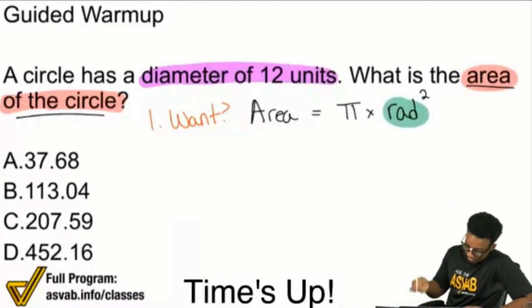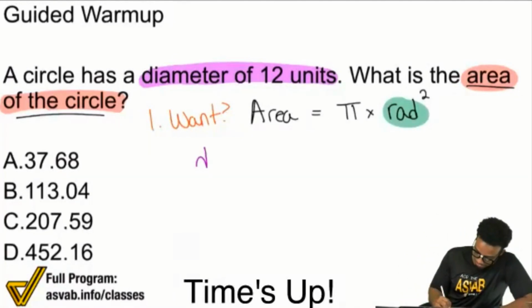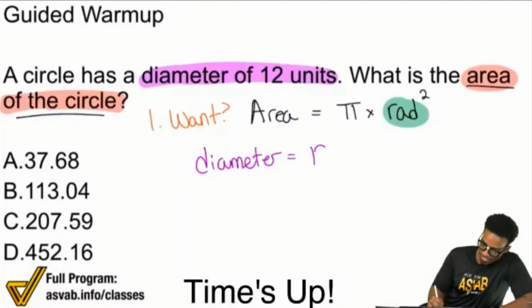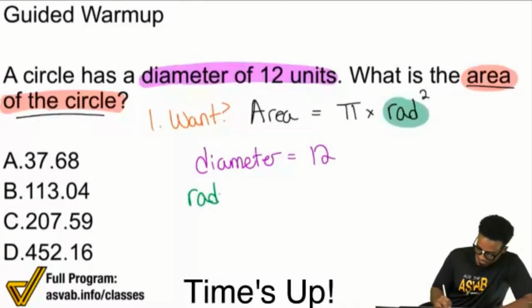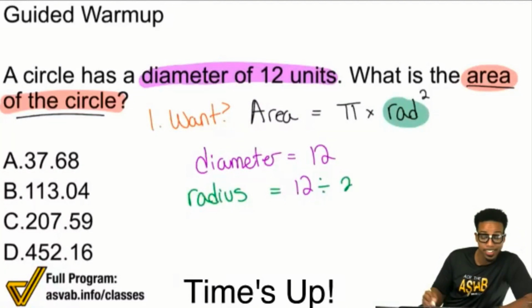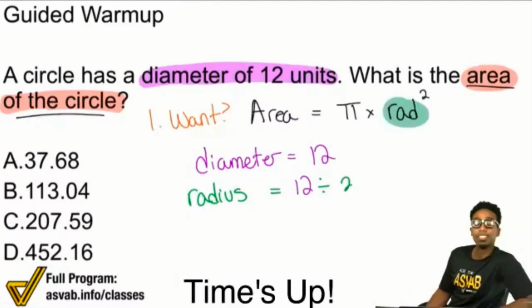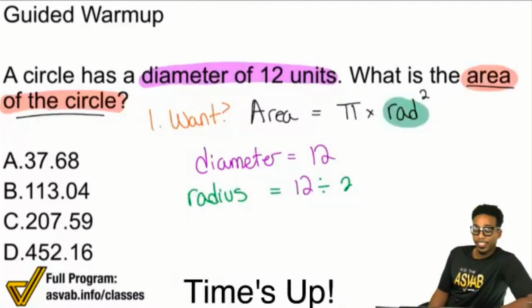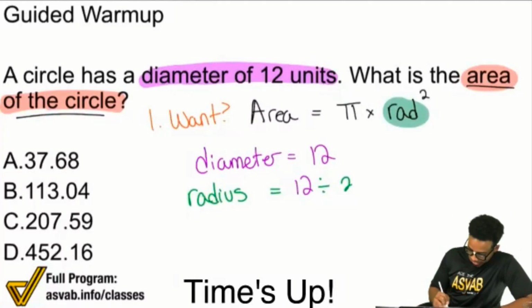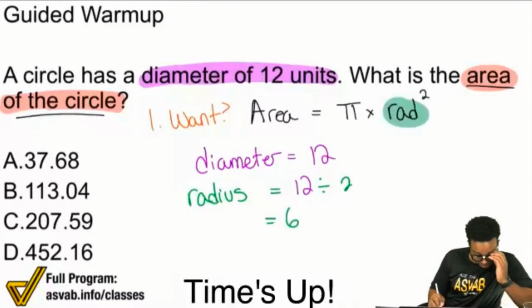So let's go ahead and just try it out. We have the diameter here. Diameter is equal to 12. And to get the radius, let's grab this. Radius is going to be equal to the 12, and we're going to divide by 2 here. Everybody, what's 12 divided by 2? Yeah, it's going to be 6. All right, cool. That's going to be 6, and I'm done with that.